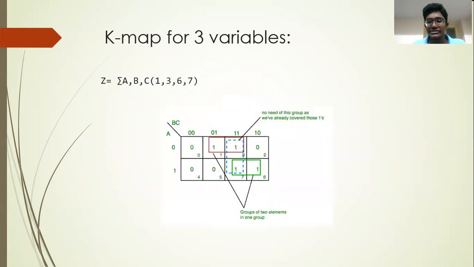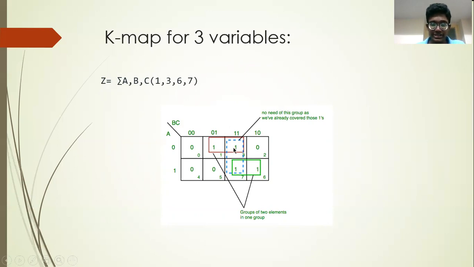Now let us see an example for K-map of 3 variables, where the variables are A, B, C, and the problem says 1, 3, 6, 7. Here we can see that A, B, C is 0, 0, 1. That is nothing but a 1. And we place 1 according to the min term SOP, and 0, 1, 1. That is nothing but 3.